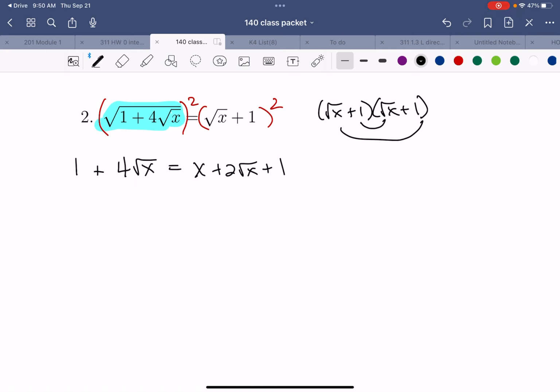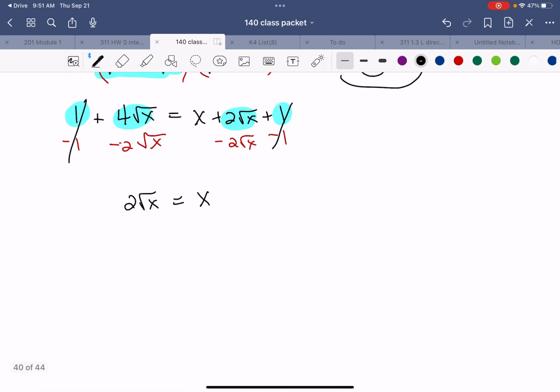Okay, now I'm going to try to do the same thing again. So I'm going to try to get a single radical. Notice that these two are like terms, and these two are like terms. So let's go ahead and combine some like terms. So let's go ahead and subtract 1, and let's subtract the 2 root x. So my 1's are going to cancel, and then 4 root x minus 2 root x is going to be 2 root x. On the right, everything canceled except the x.